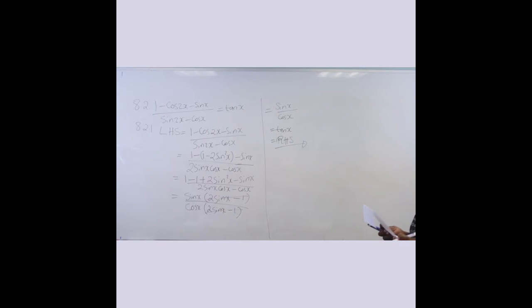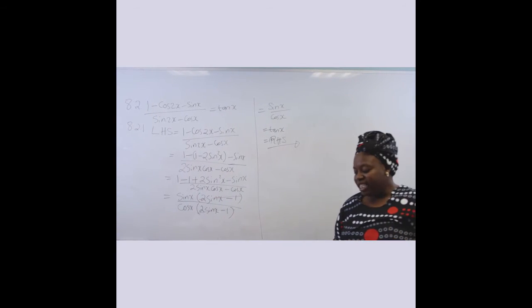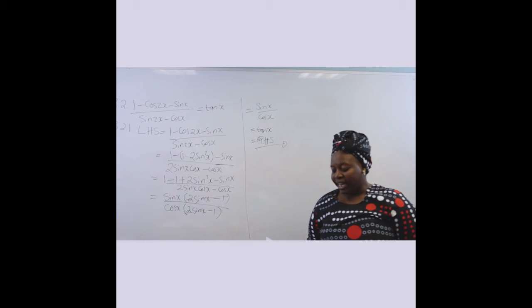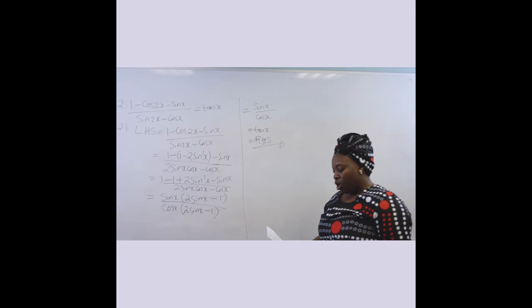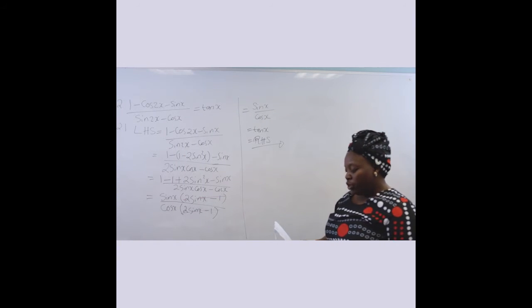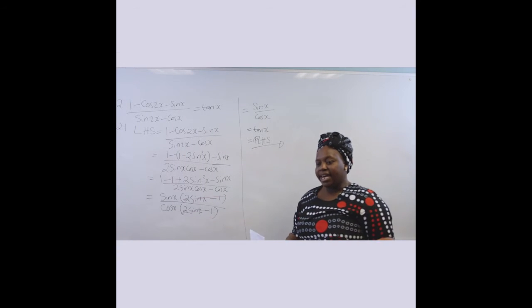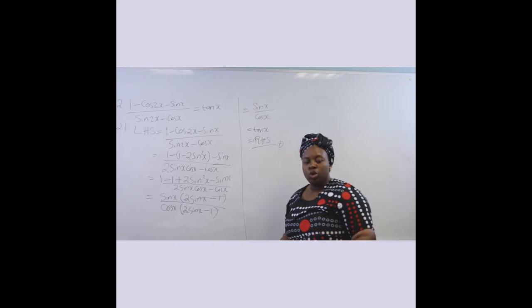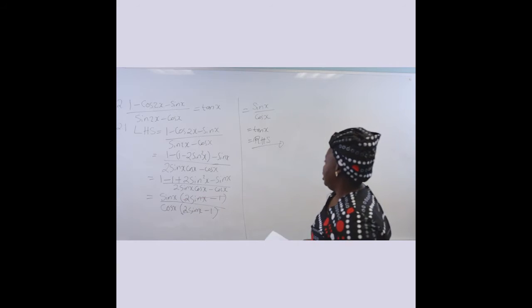8.2.2. They're saying the above expression is undefined if sine 2x minus cos x equals 0. Solve the equation through the interval where x is greater or equal to 0 and less or equal to 360. So your solution must lie between that. So let's do it.